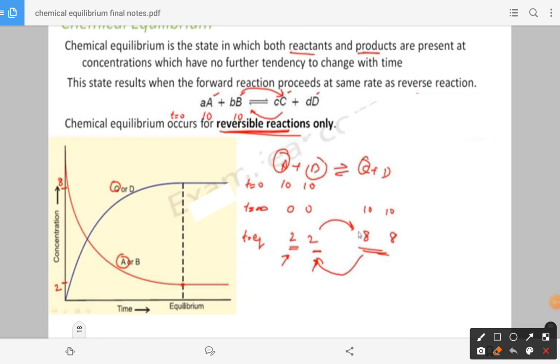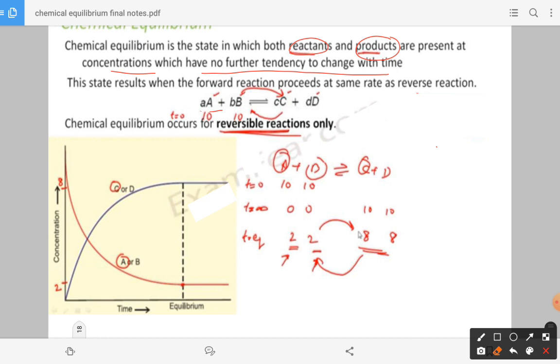Chemical equilibrium is the state in which both reactant and products are present at concentrations which have no further tendency to change with time. What is the meaning of this? I am going to take one equation, that is aA + bB gives rise to cC + dD.